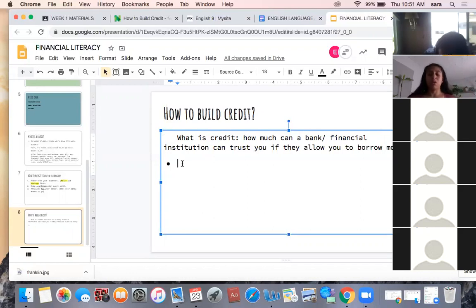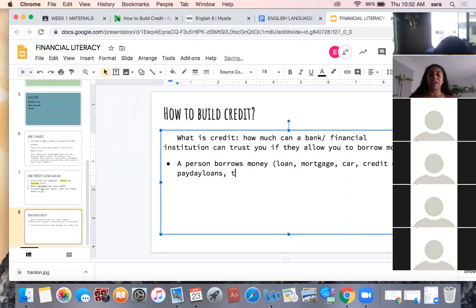Credit is formed when a person borrows money, and borrowing money can mean a loan, a mortgage, a car out of the dealership, or a credit card. And who are you borrowing from? Oh, there's even those payday loans. I don't know if you guys have seen those payday loans, like title loans where you have to give up your car title to get money. All those are also institutions that allow you to get money.